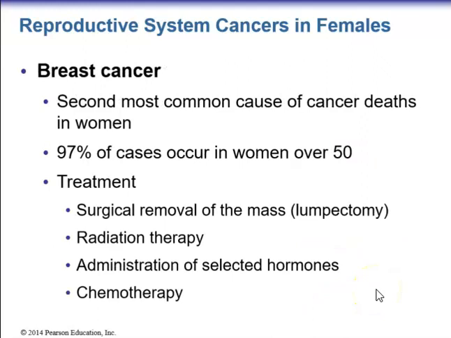Breast cancer, second most common cause of cancer deaths in women. About 97% of cases occur in women over 50. Treatment usually involves first surgical removal of the mass, a lumpectomy. Then there's radiation therapy, administration of selected hormones, or chemotherapy.